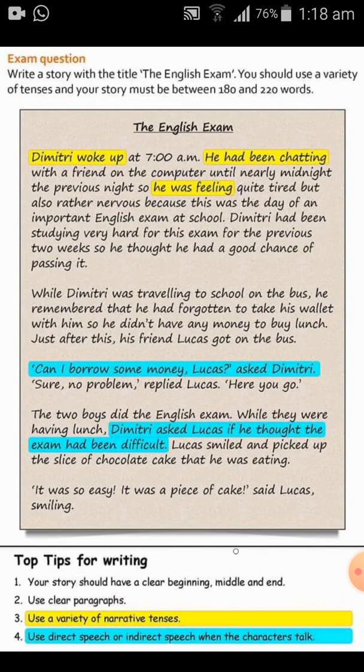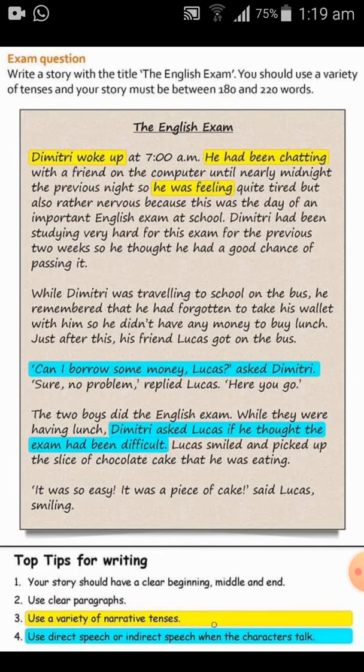The middle usually has the problem of the story. Use clear paragraphs. That's a must as well. And whenever a new character appears, you add a new paragraph. Whenever there's a new speech, you start a new paragraph. And of course, you need a paragraph for a new setting as well. Change of time, change of place.